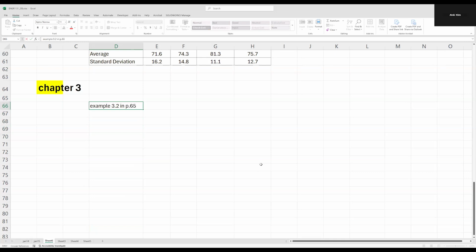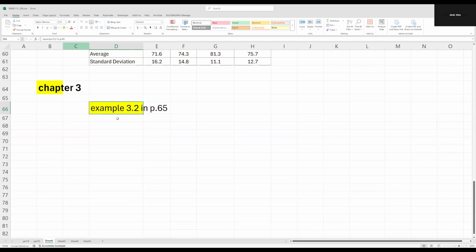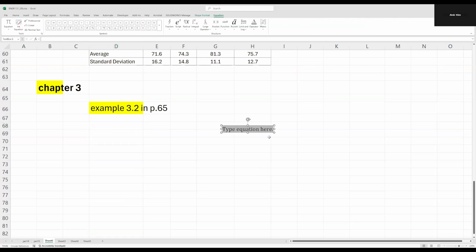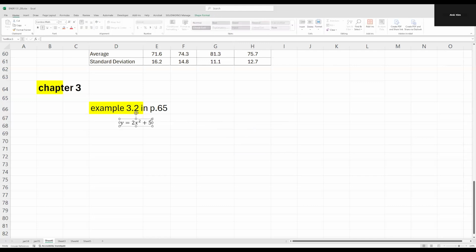Page 65. This is something I would like you guys to try. And here you need to realize this equation. Let me just put that equation in there for you. So it's y is 2 times x squared plus 5. So how about you guys work on this a little bit to realize a table that is provided in example 3.2.